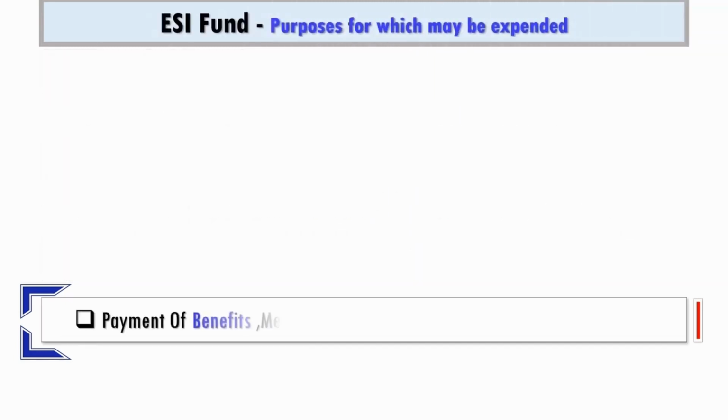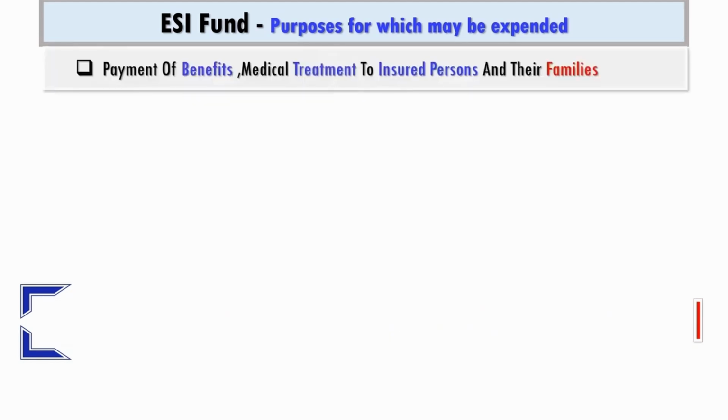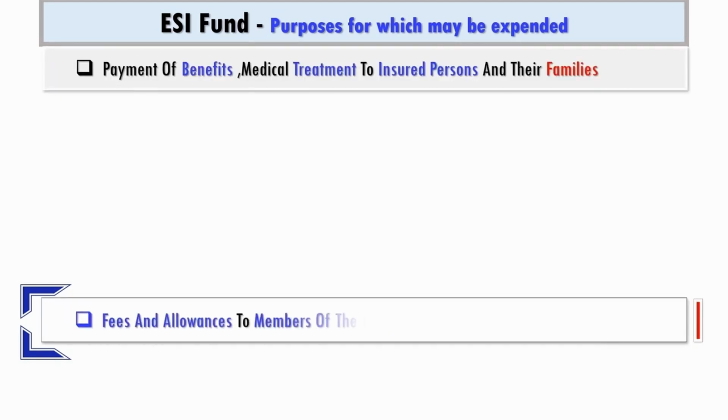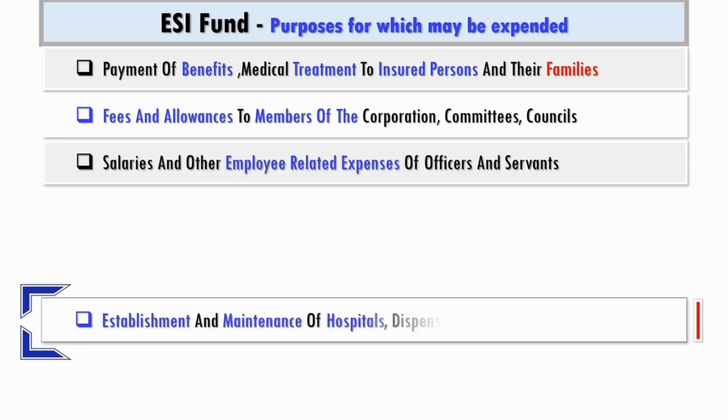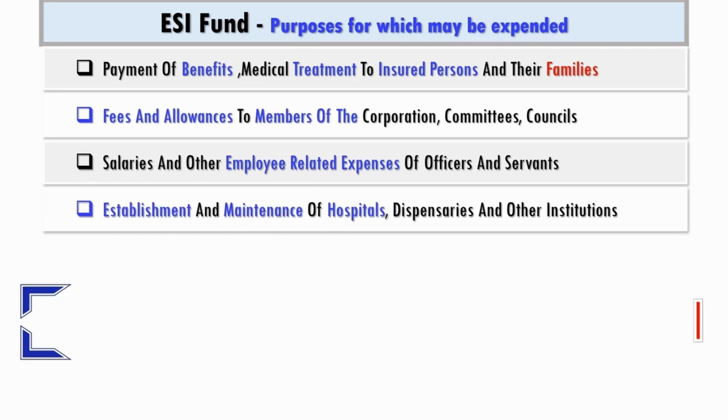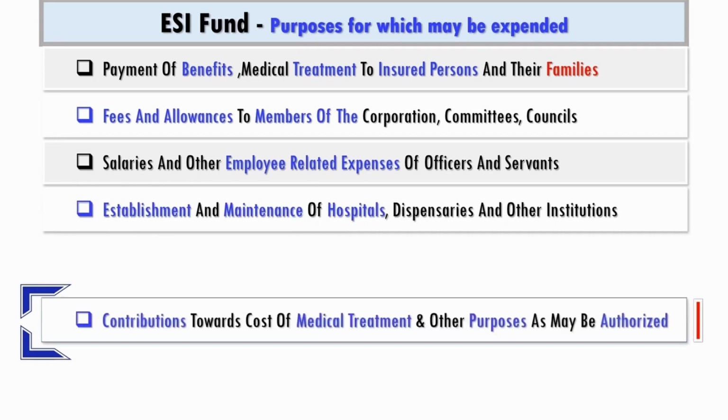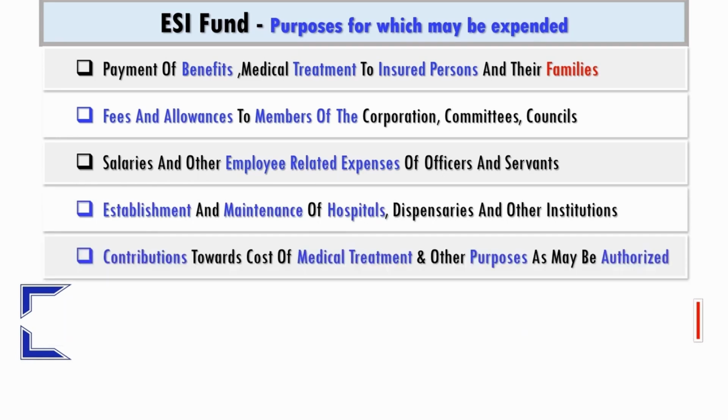ESI fund takes care of the benefits and medical treatment of insured persons and their families. It also covers the fees and allowances of members of the corporation, committees and councils. The fund takes care of employee related expenses of the setup, and it is the main source for establishment and maintenance of hospitals, dispensaries and other institutions. And it also takes care of contributions towards cost of medical treatment and other purposes as authorized from time to time.